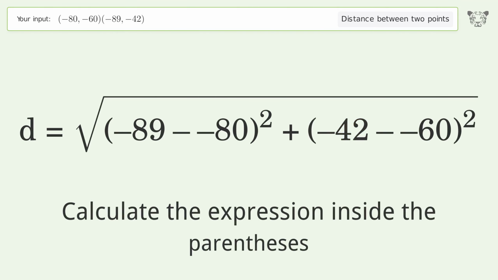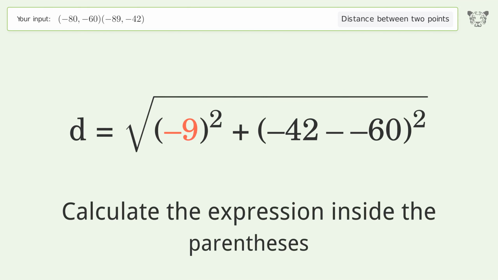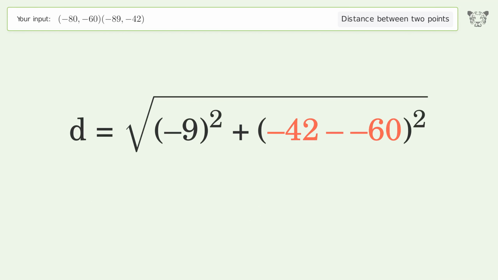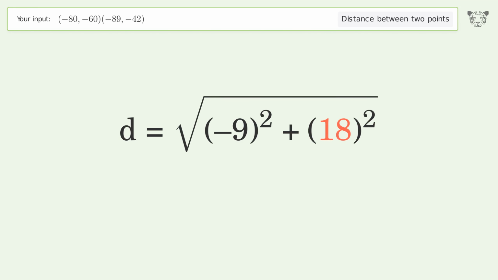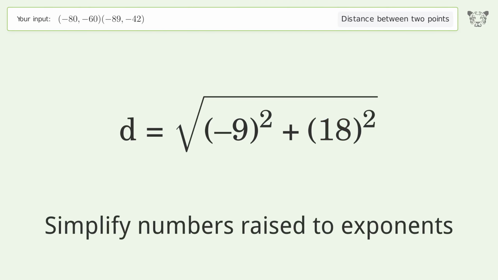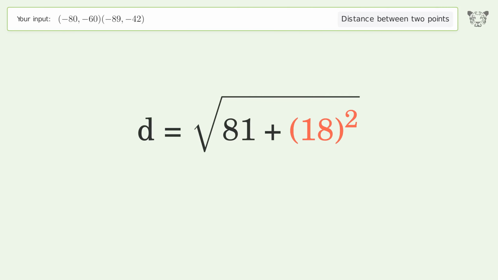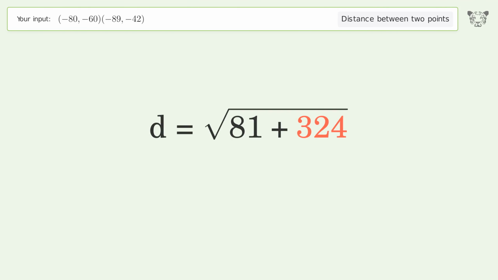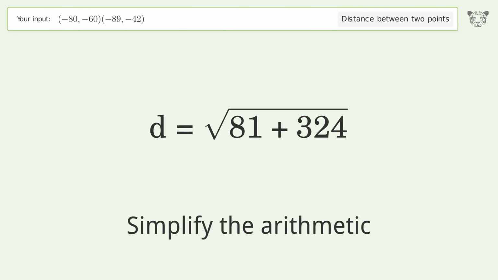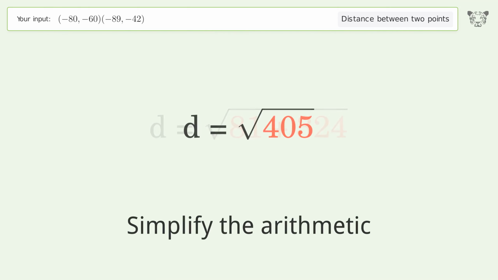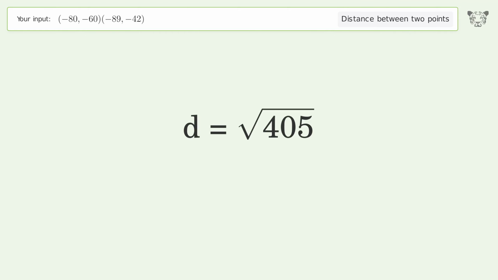Calculate the expression inside the parentheses. Simplify numbers raised to exponents. Simplify the arithmetic. And so the distance between the 2 points is the square root of 405, or 20.125.